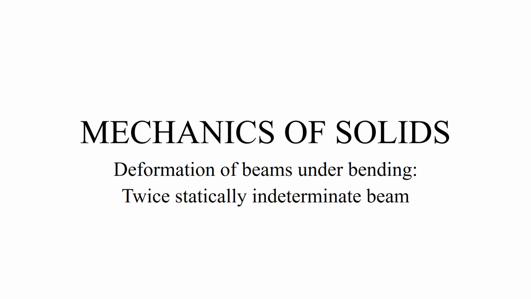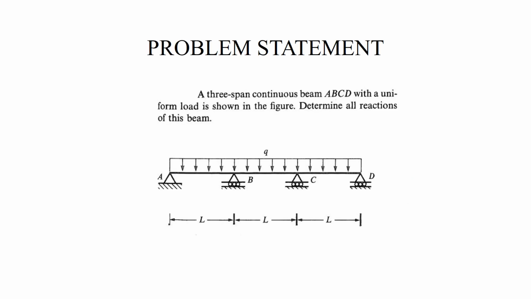This problem involves a beam that is twice statically indeterminate. What this means is the number of reaction forces exceeds the number of available equilibrium equations by 2. In simpler problems, it exceeds by 1. So the given beam is supported by 3 rollers and 1 pin at A, and it is twice statically indeterminate.